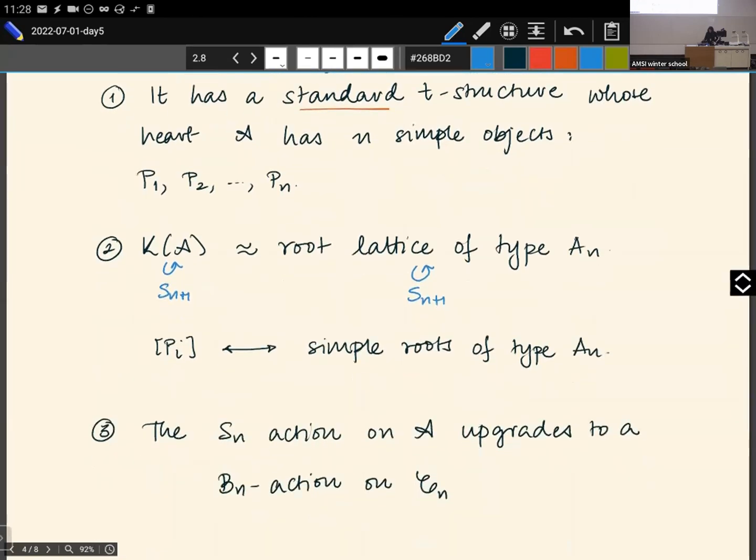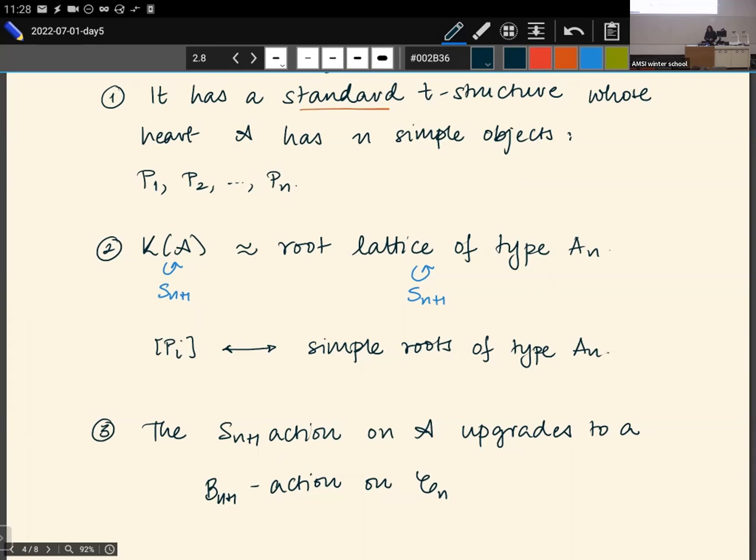I may have a plus 1 wrong, I always get this wrong. So the Sn plus 1 action, correct me if I'm getting this off by 1, but the symmetric group action on A upgrades to a braid group action on the entire triangulated category. So the triangulated category, I've already mentioned, these are like big categories. If you simply look at the Grothendieck group, you see an Sn plus 1 action. And then on objects in my category Cn, the braid group actually acts. And this is an upgrade of the action that you see on the Grothendieck group.